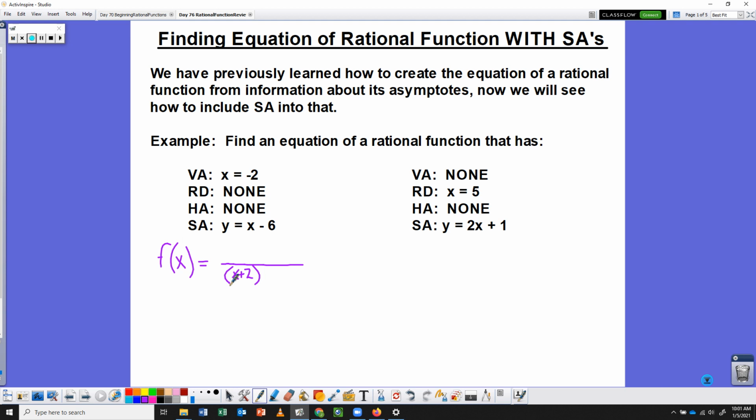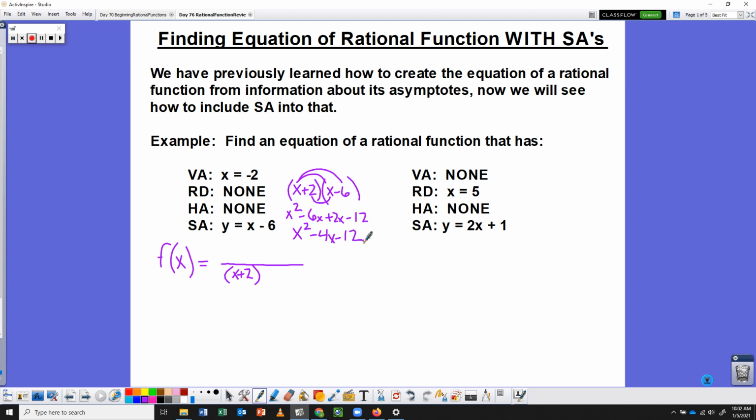Now remember, the opposite of the way you find a slant asymptote is by dividing the numerator by the denominator. So the opposite of that, if you're trying to build the function back together again, is to multiply the denominator, which was x plus 2, times my slant asymptote, which is x minus 6. So if you multiply these together, you're going to get x squared minus 6x plus 2x minus 12. So if you collect like terms, we have x squared minus 4x minus 12.